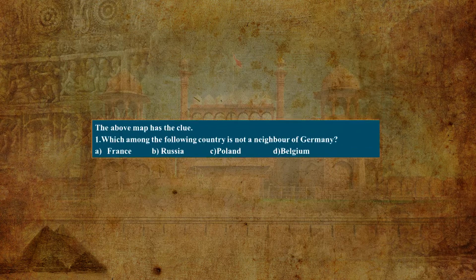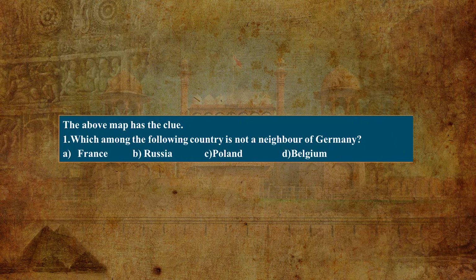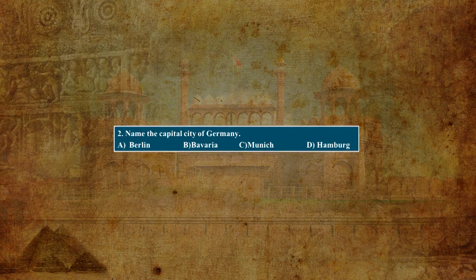The first question is, which among the following countries is not a neighbor of Germany? Option A is France, B Russia, C Poland, D Belgium. If you want, you can go back to the map and look at that. Now, you should think about why we are discussing the geographical location of Germany. It is very important to understand how, in the process of a few years, Germany became a country by defeating some very powerful countries around it. I hope by this time you are already aware of the answer.